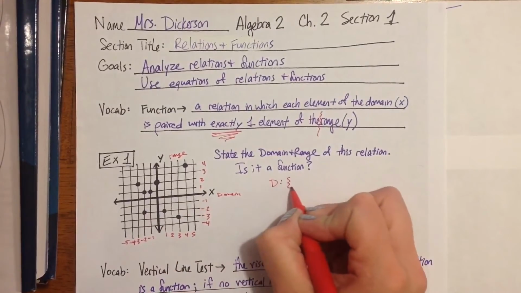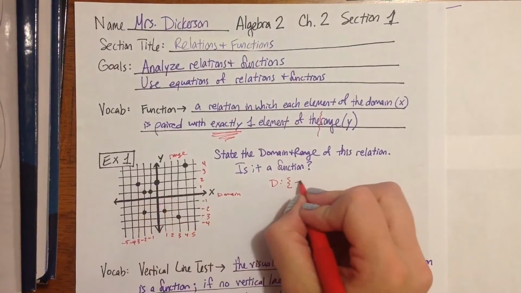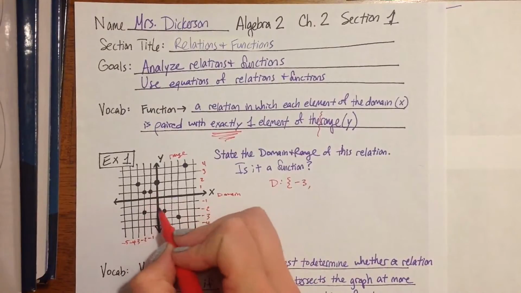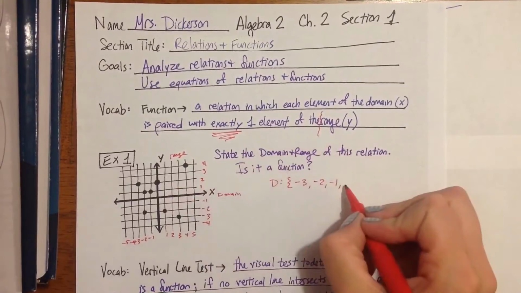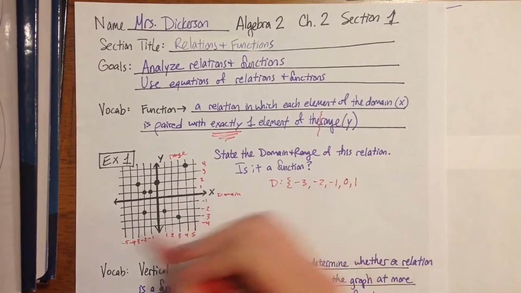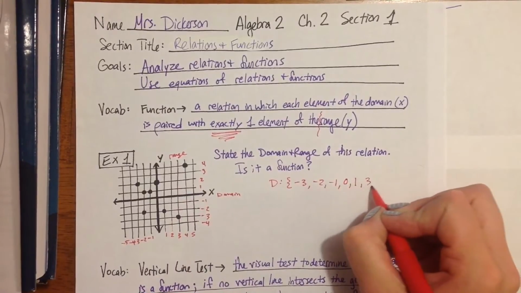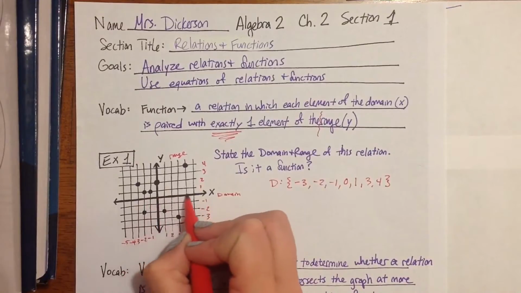My domain, I'm going to list off some points here. So I see I start all the way over at -3, and I have a -2, a -1, a 0. I have a +1, and I have nothing at 2, and then 3 and 4. So that is my domain. What x values do I have?